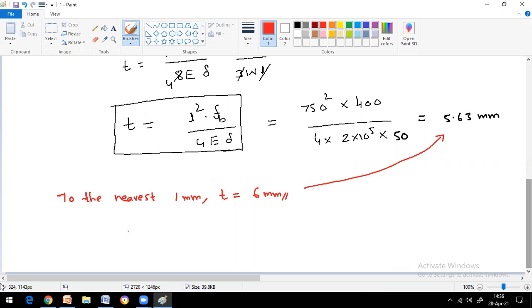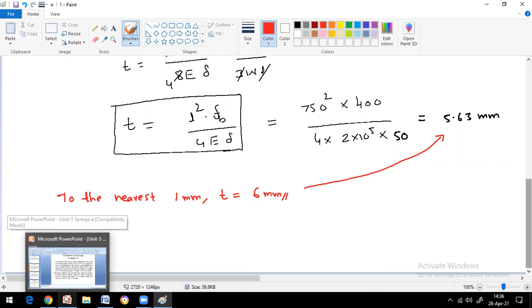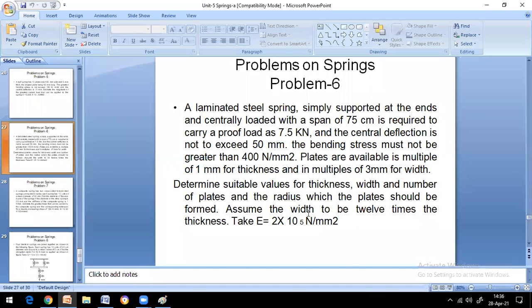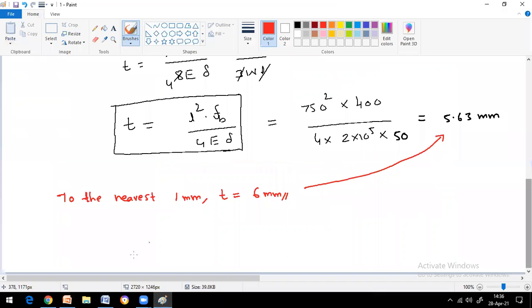What is the other statement given in the problem itself? See the problem: assume the width to be 12 times the thickness. So you have to make the assumption given in the problem, assuming width is equal to 12 times the thickness, 12 into 6, and the width of the plate will be 72 mm. This is how the thickness and the width of the plates are attained.